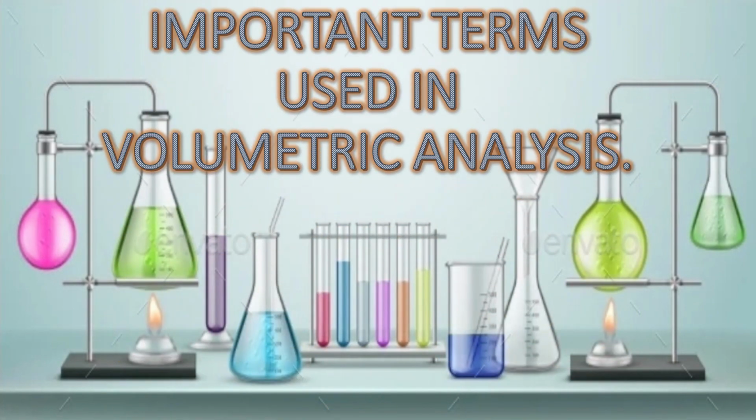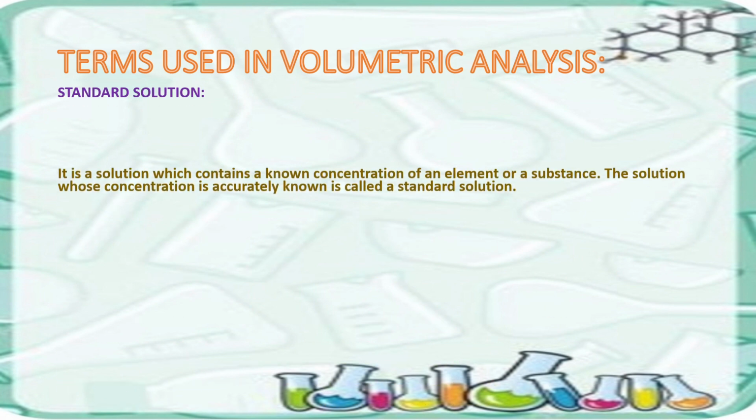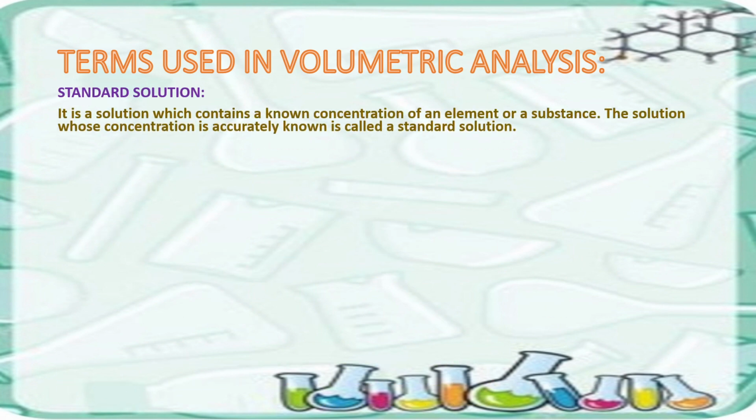Now we'll study some important terms used in volumetric analysis. Standard solution. It is a solution which contains a known concentration of an element or a substance. The solution whose concentration is accurately known is called a standard solution.